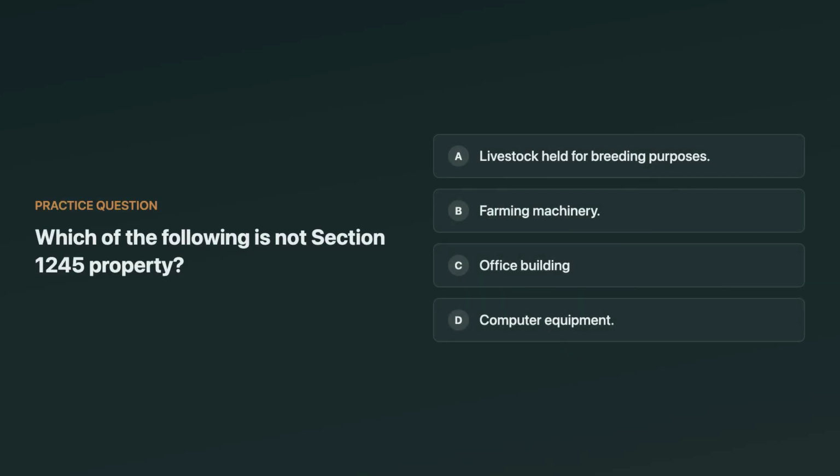Which of the following is not Section 1245 property? Livestock held for breeding purposes, farming machinery, an office building, or computer equipment. Think about the big dividing line between personal property and real property.